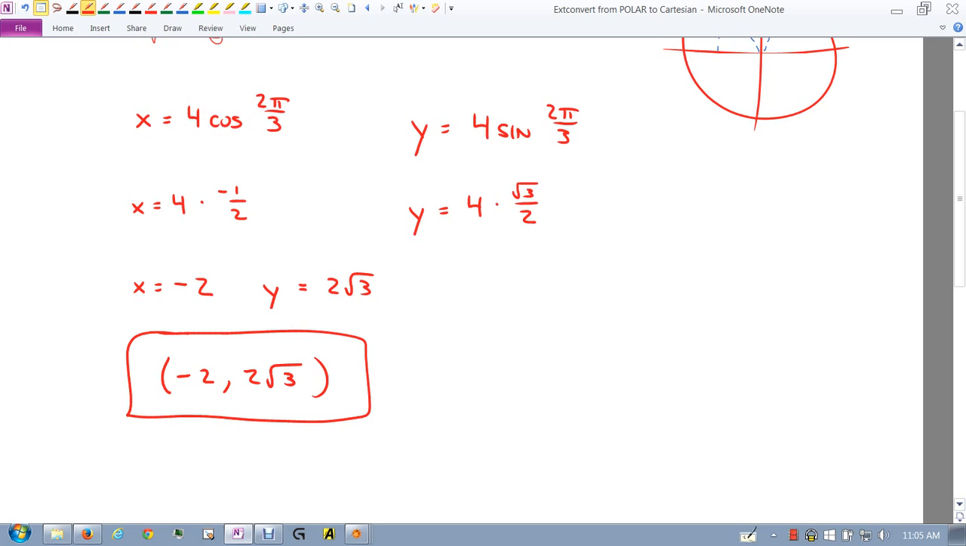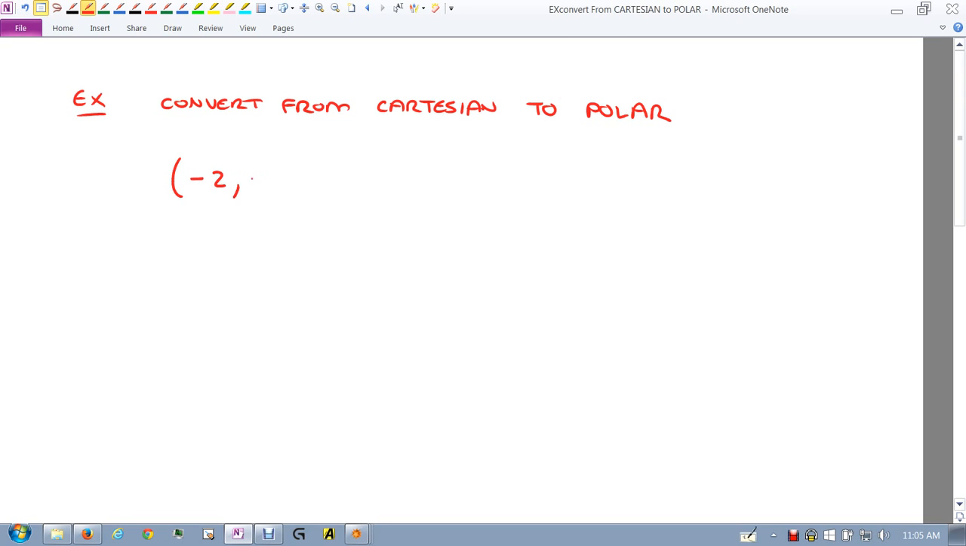Let's try the other way. Let's go from Cartesian to polar. Convert from Cartesian to polar. And how about we do the point -2, -2.